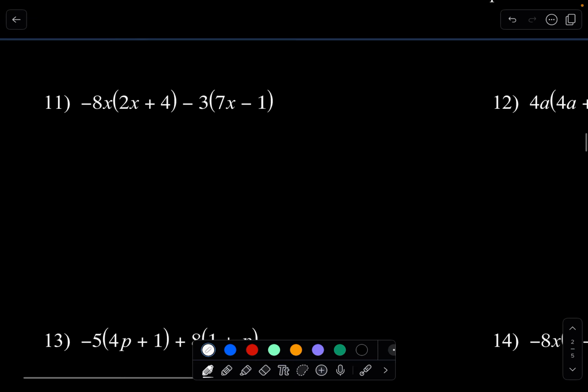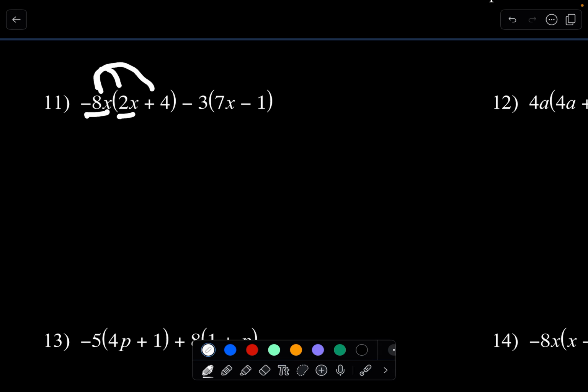All right. On 11, distribute the negative 8x in. Remember, that's a negative, so you got to flip signs. Negative 8x times 2x is a negative 16x squared, since x times x is x squared. You may not remember that. Don't stress. I don't think I actually have you distribute the variable on the quiz, or if I do, you're not going to be multiplying and getting exponents. That's something we'll cover later in the course.